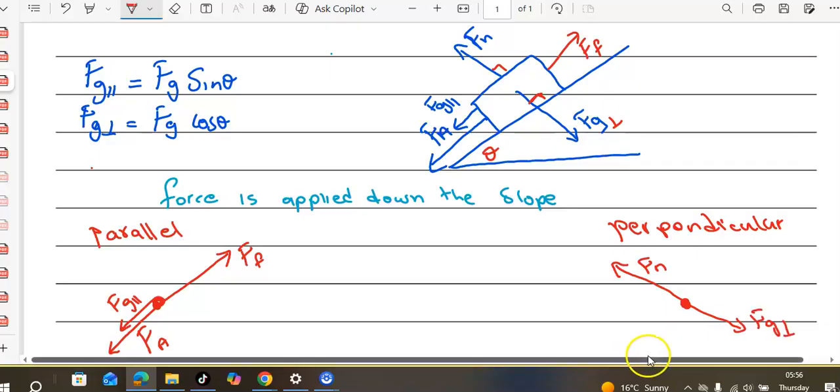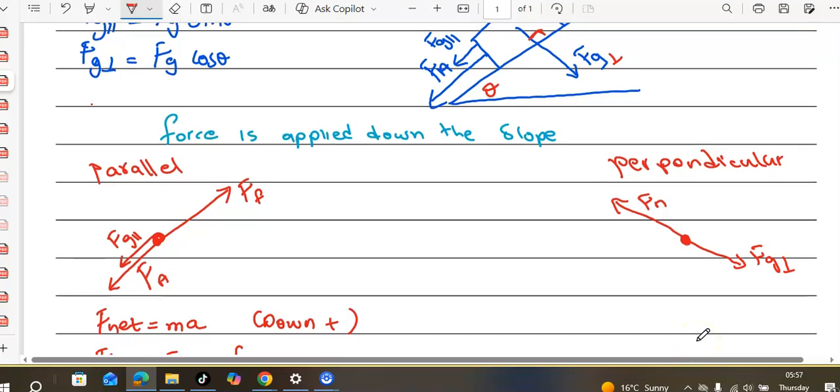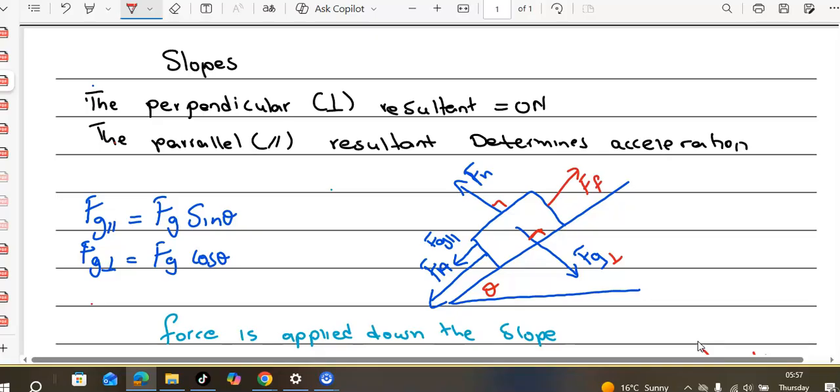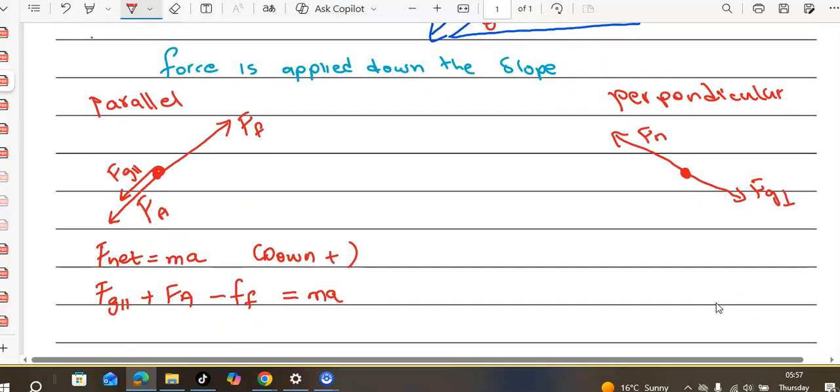Then let's say that F net is equal to 0. Remember, for the perpendicular, the normal force is 0. Okay? So now what you're going to do is say F net, equate this to 0, and we take up as positive. So we're going to take the normal force, we subtract the FG perpendicular, and equate this to 0.